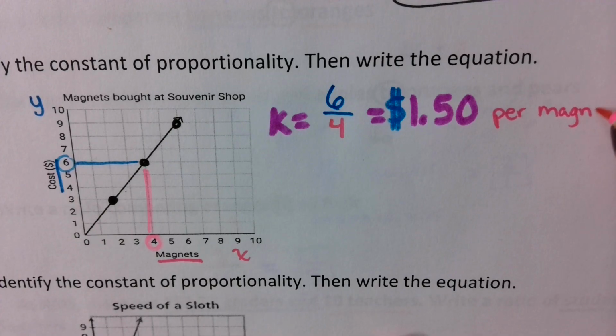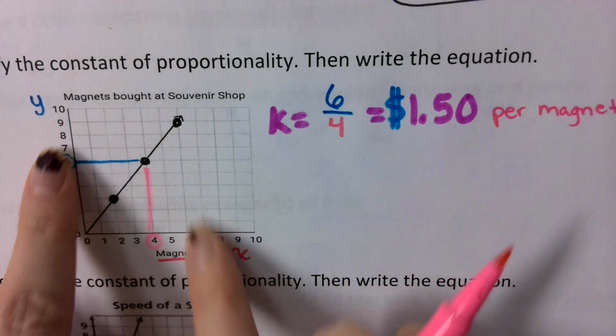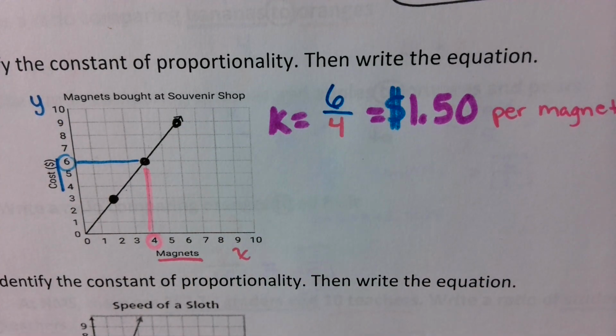That's fine. Yeah, that's good. If you did 3 and 2, 3 divided by 2 is $1.50. You could have done 9 divided by 6, $1.50.